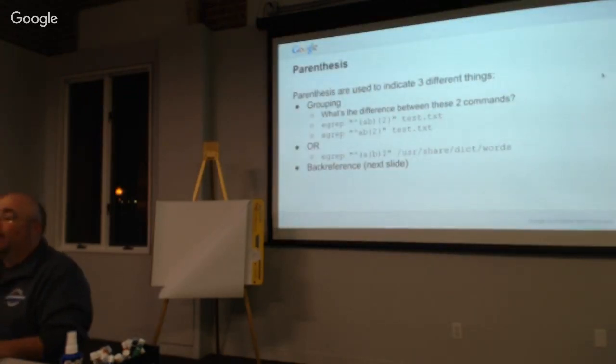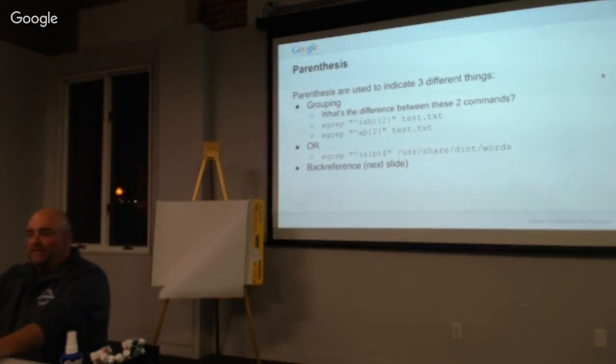Okay. Grouping is the first way to use parentheses. The second reason for parentheses is the or. Now we saw ors already in character sets, if I just did left bracket ABC, right? So you say, what's the point of this then?